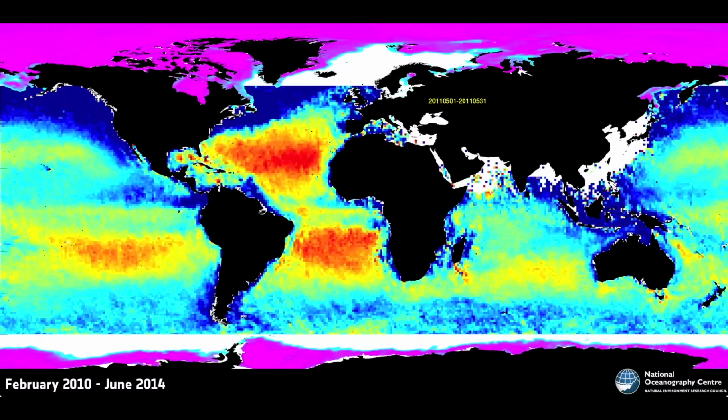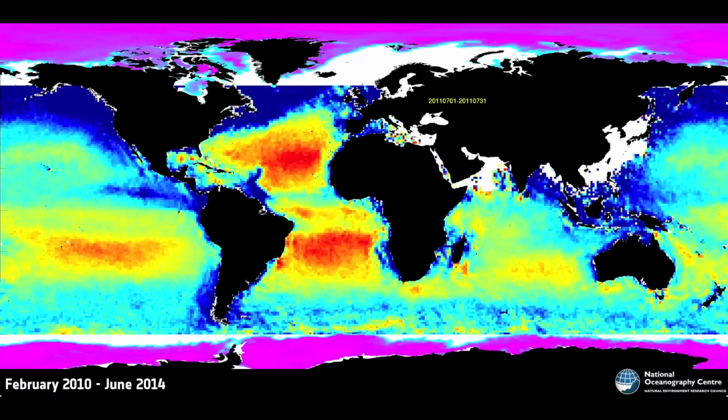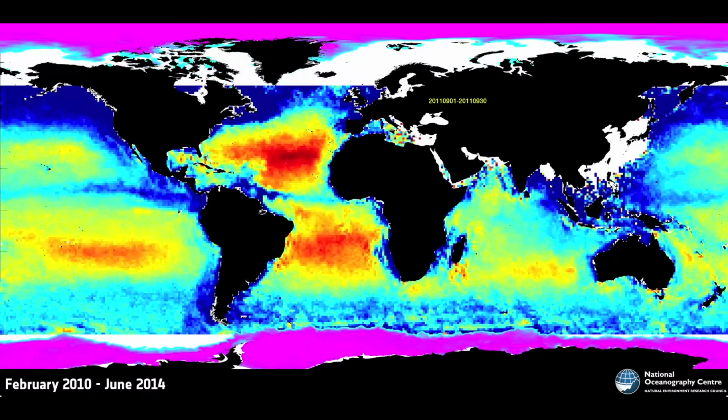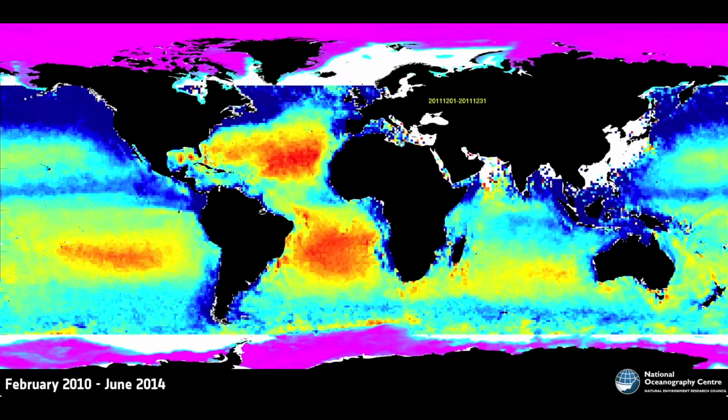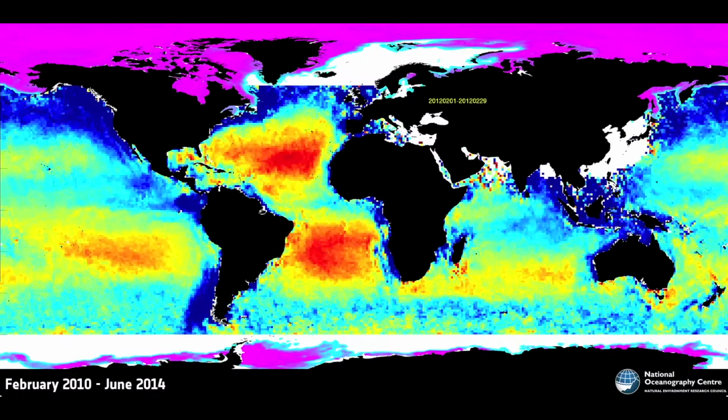What sort of things is this data used for? What can it help us predict, and what does it help us understand? To be honest, when the satellite first went up, it wasn't even clear whether we could measure salinity from space.